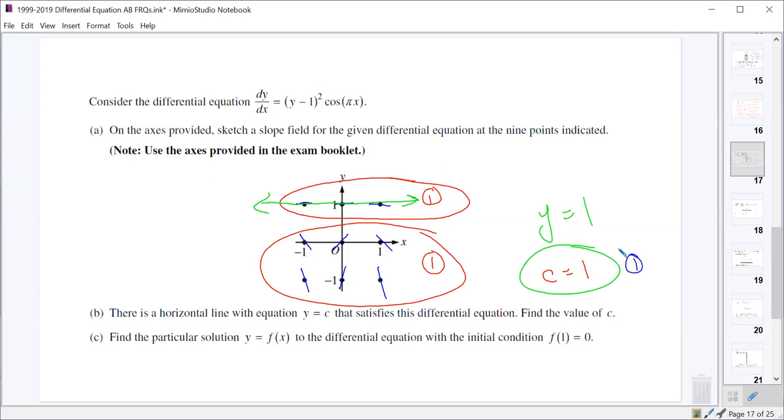Everybody good with A and B? Any questions on A and B? So you didn't have to calculate anything for B? You could just draw a line and say, look at the slope field? Yep. Correct.